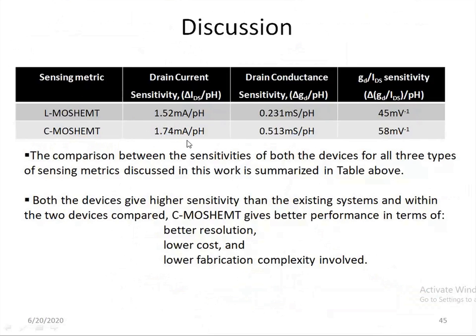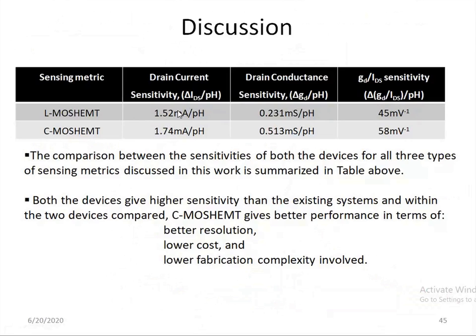So here we were getting a high sensitivity of about 1.74 milliamperes per pH, which is the highest sensitivity ever found for pH solution till date. And in the case of the linear HEMT, we were attaining a sensitivity of only about 1.52 milliamperes. So using a circular device, we are getting higher sensitivity.